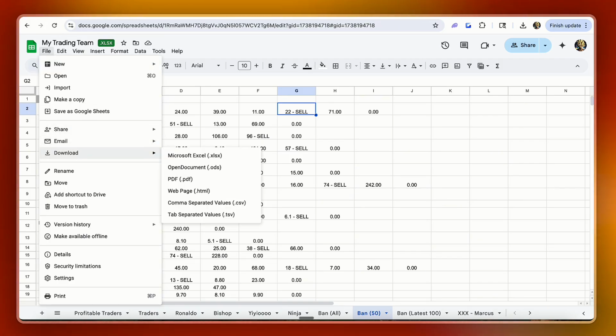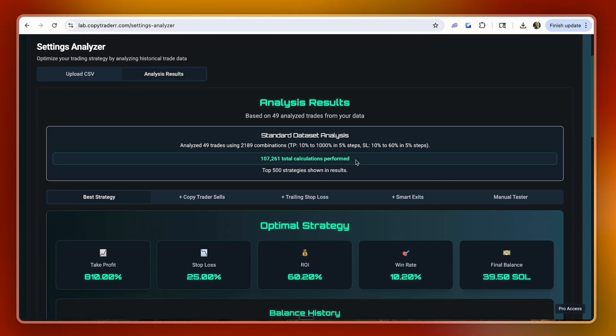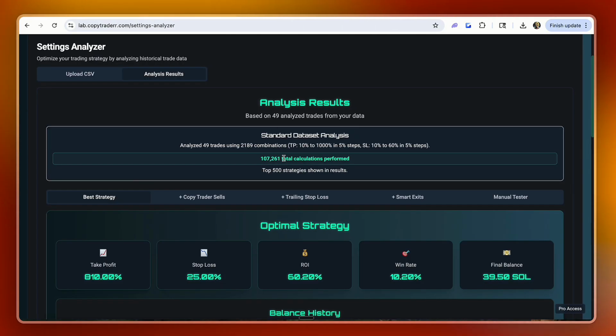You download the CSV and you come to the settings analyzer. You upload the CSV of all the trades, and boom, our algorithm just did 107,000 calculations, analyzing all 49 trades using 2,189 combinations of take profit and stop loss. The take profit is in steps from 10 to 1,000%, and stop loss is in steps from 10 to 60%, both in 5% steps. So we're calculating what would be the ultimate settings to have that would yield the best results over all trades. It's 107,000 possible combinations. To do this yourself would be physically impossible.